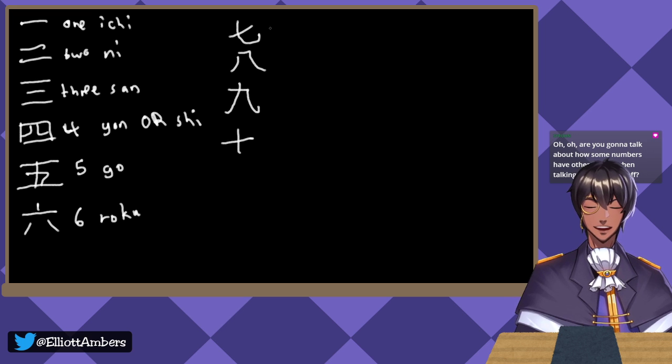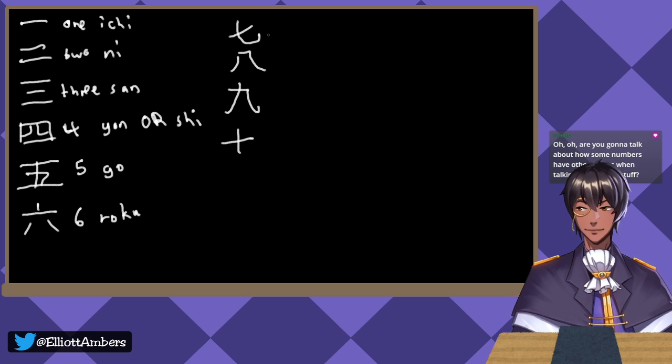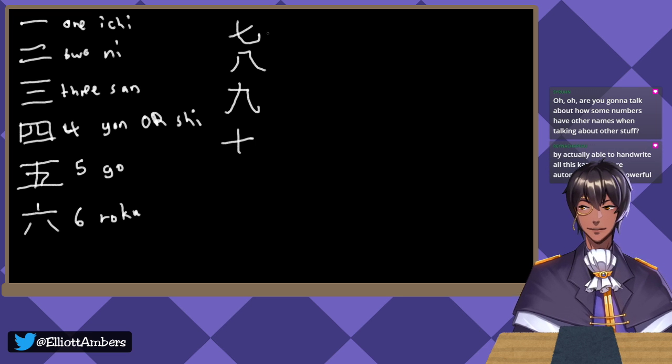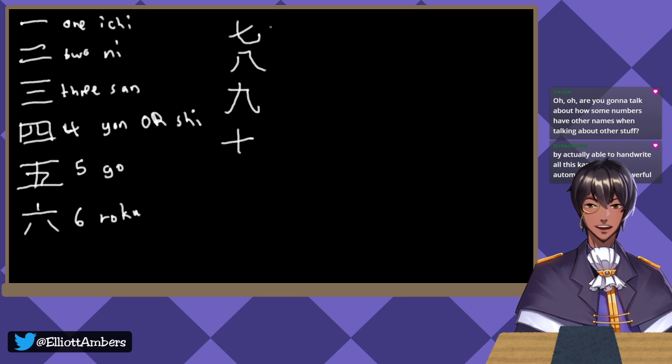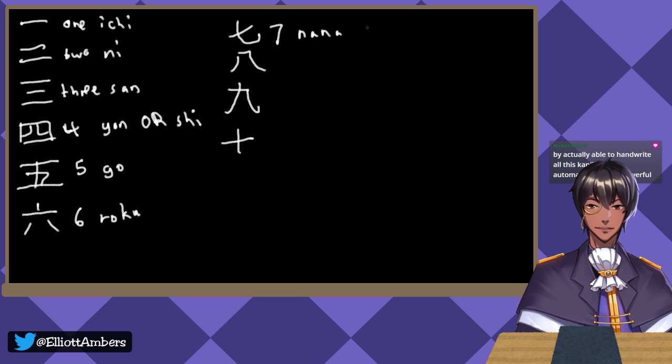That's what I'm actually going to talk about today, right now, here: the alternate readings and how they're kind of weird in a lot of different cases. This is 7, nana. Or shichi.